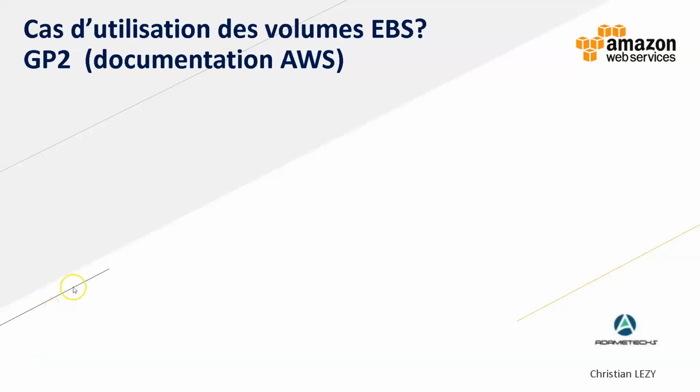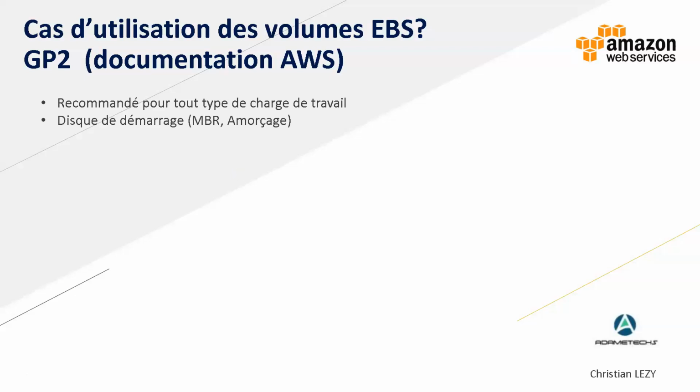Let's now take a look at the different use cases for EBS volumes. As we have seen, we have several types of EBS volumes. We will start with the GP2, which is recommended for any type of workload.